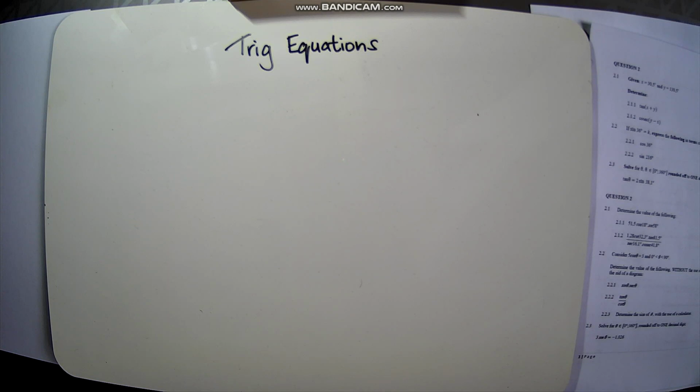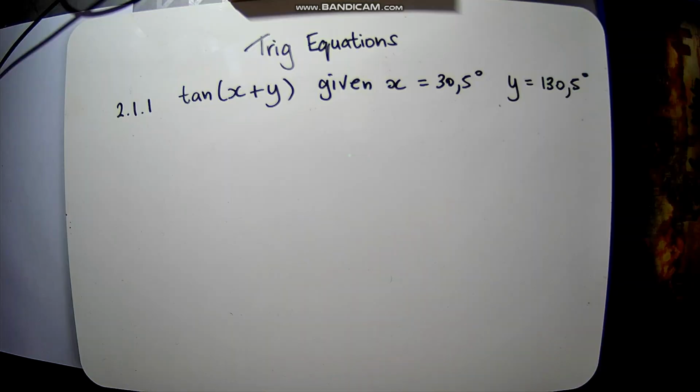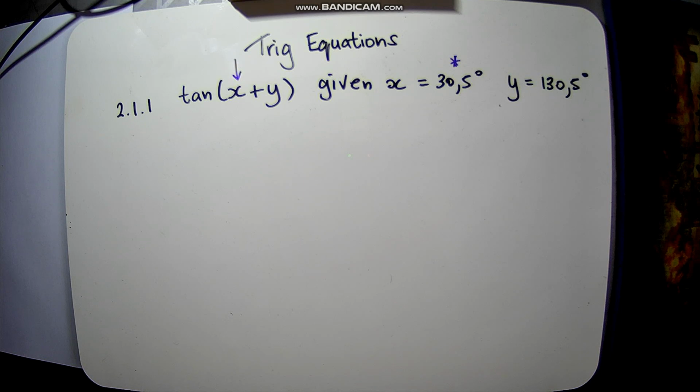Today's lesson is based on trig equations. We're going to do some exercises from past question papers. Alright, this is our question, and all we have to do is substitute. For x is 30.5 degrees. Where x is, put 30.5, and where y is, you're going to put 130.5 degrees for y.